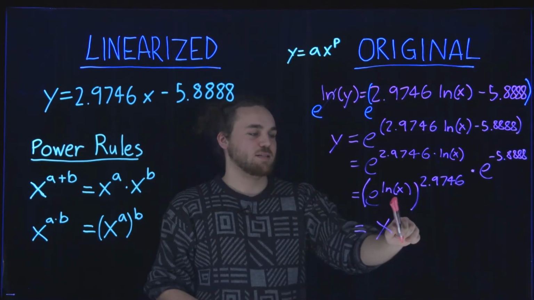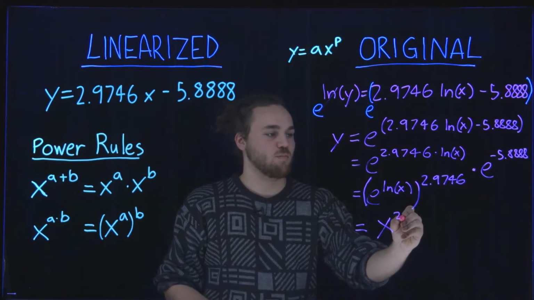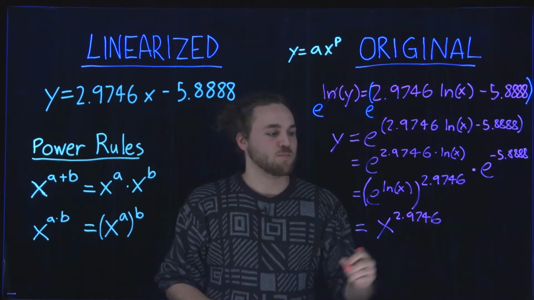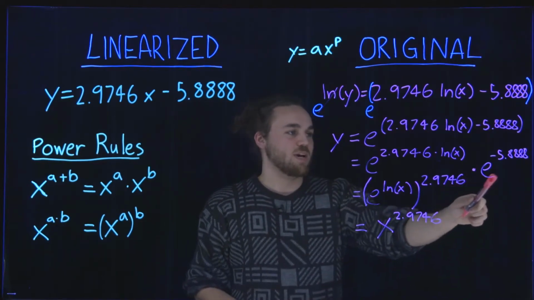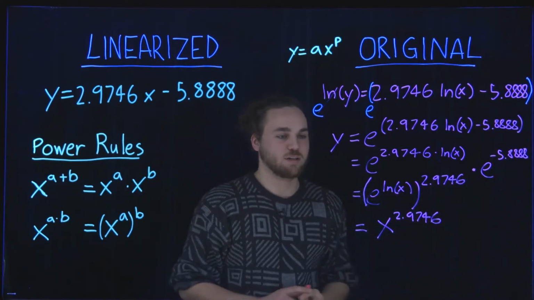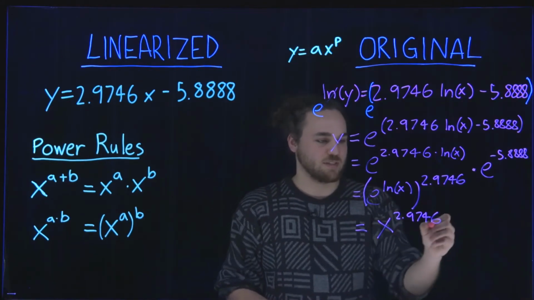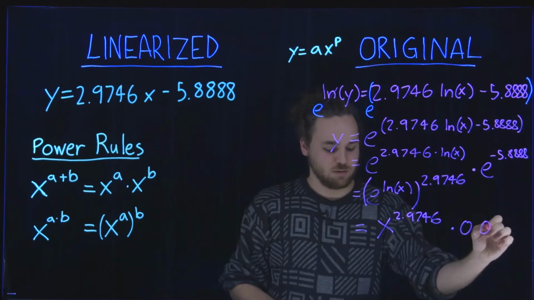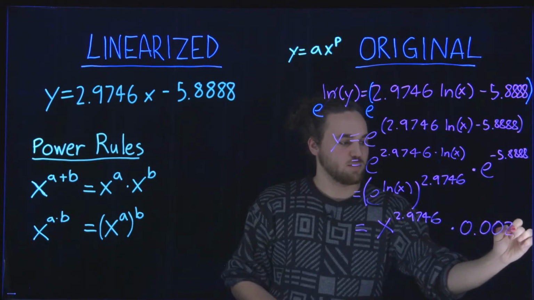And x is still going to be to the power of 2.9746. And then lastly, we have this exponent over here that we found out was actually just the number 0.0028.